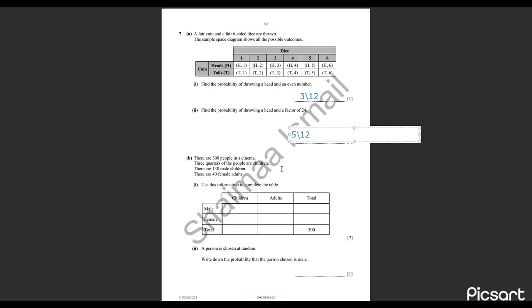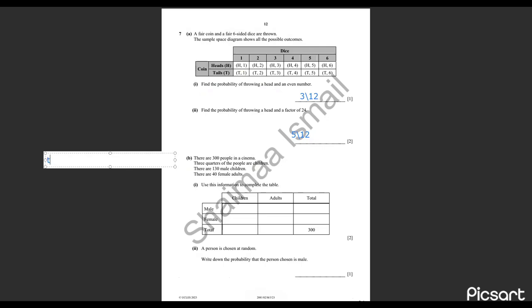And there are 300 people in a cinema. Okay, that's a new question. Number B, there are 300 people in the cinema, 3/4 of them are children. So first of all, we have to write our given. We have a total of 300 in the cinema, and children is 3/4. So multiply 300 by 3/4, and it's 225. So we have 225 children.